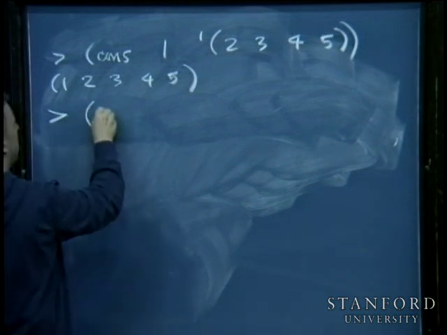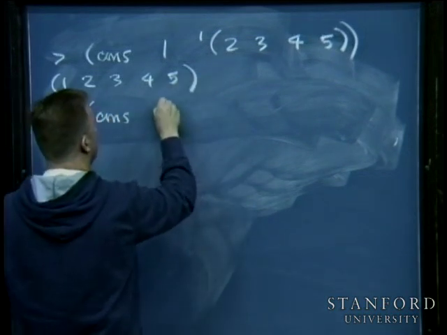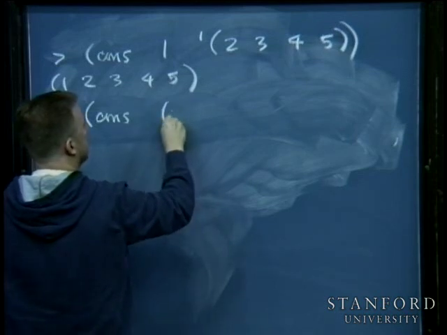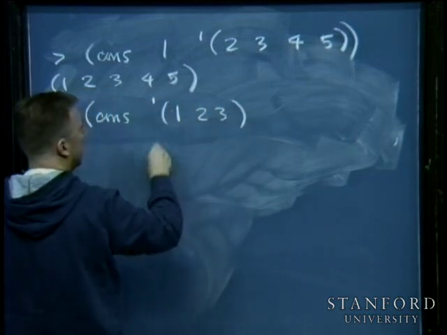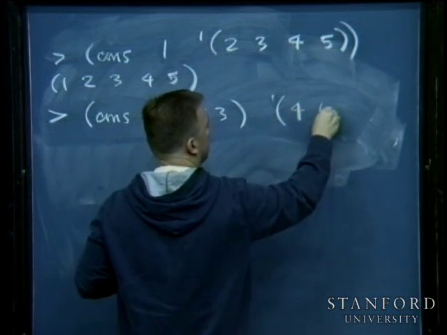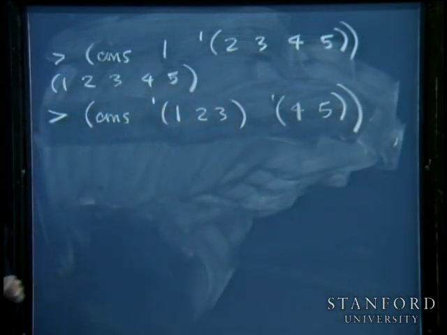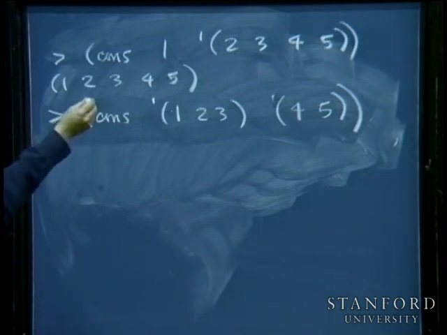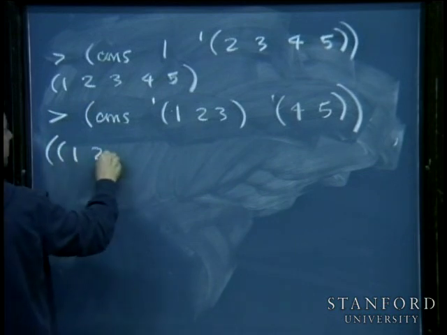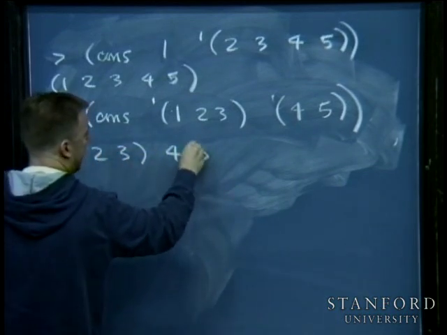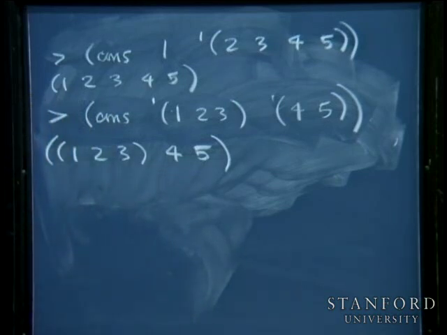If I do this, cons of 1, 2, 3, and I try to cons it onto the front of 4, 5, I actually will get another list where 4, 5 is its cdr, okay? But I will get this out. Okay, it's very literal in the fact that it takes this one element, which happens to be a list 1, 2, 3, and it prepends it to the front of everything that resides in the second list.